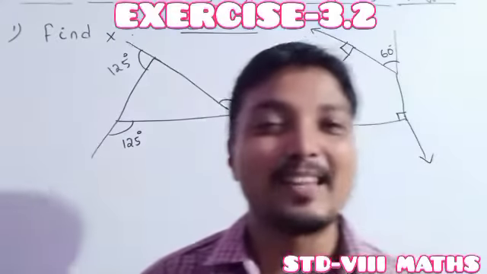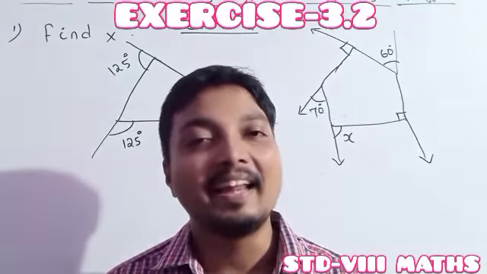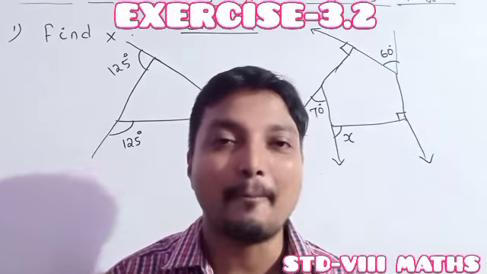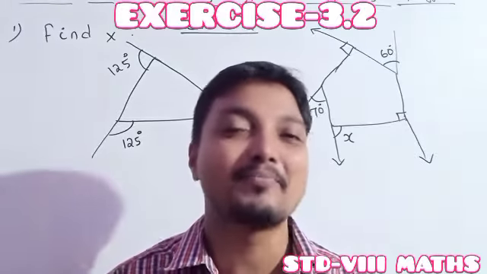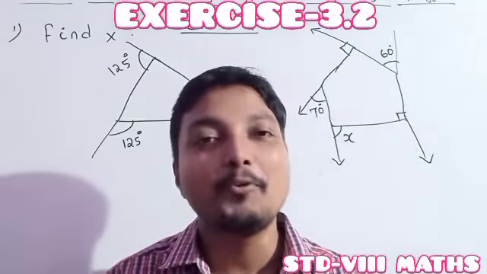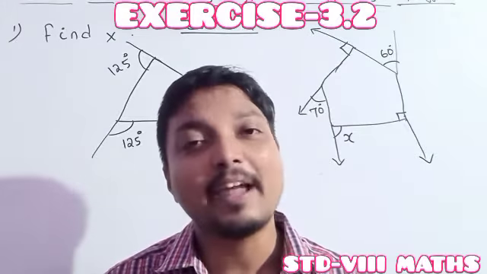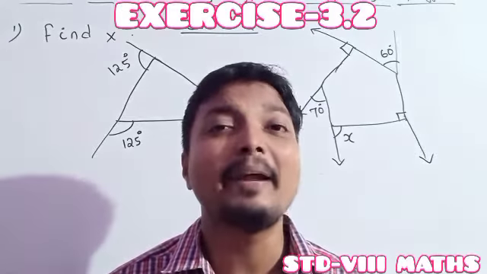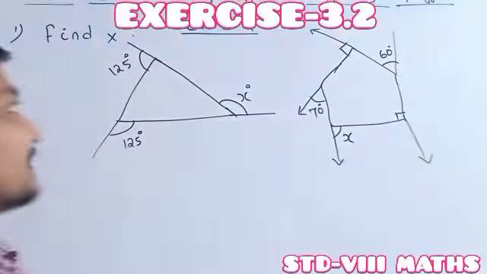Hello friends, once again welcome to our exercise 3.2 discussion. In this discussion we will apply only the sum of the exterior angles of a polygon formula. Everyone already knows that the sum of the exterior angles of any polygon, having any number of sides, is always 360 degrees.